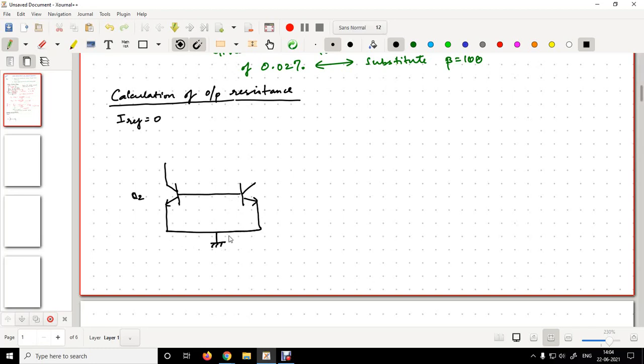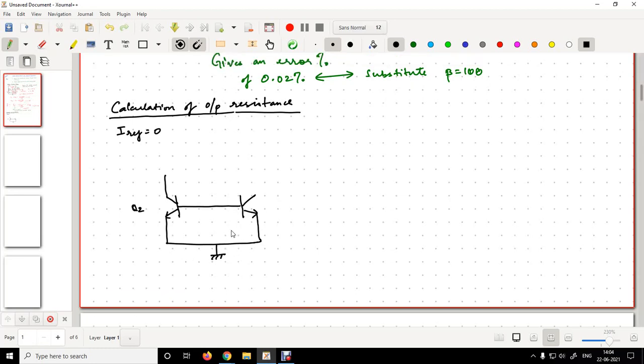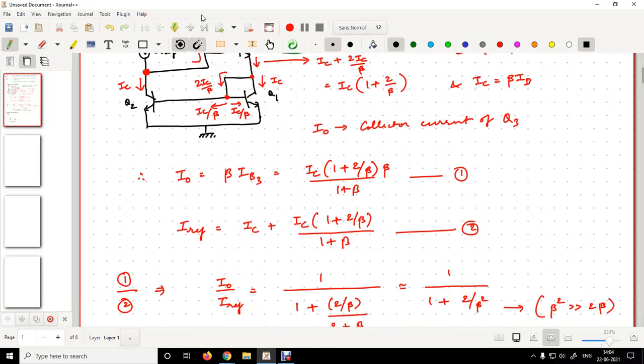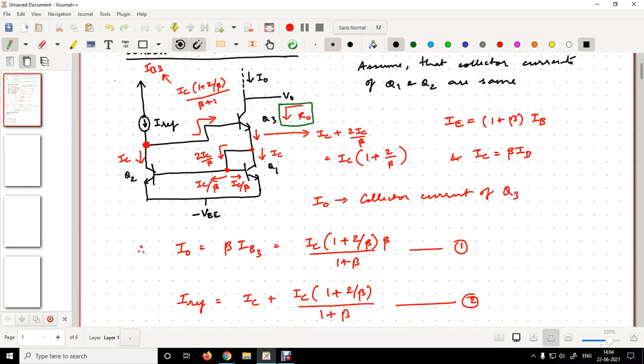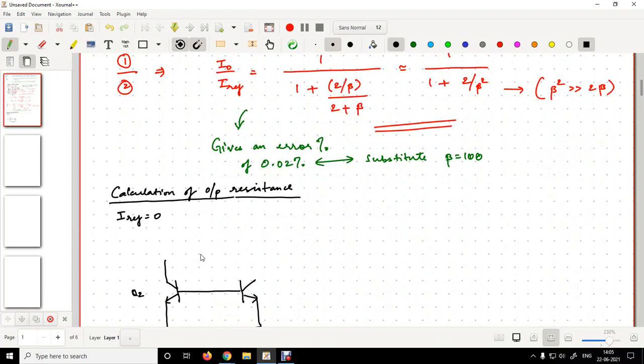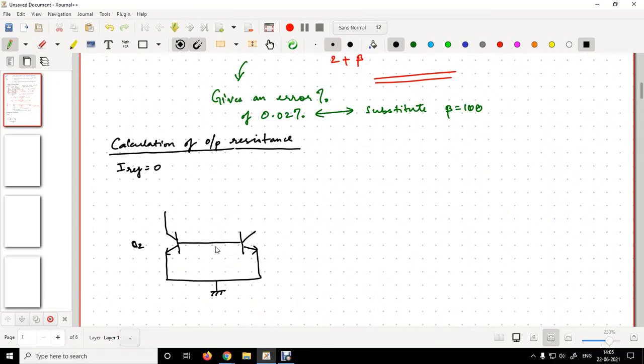Right, we had minus VE here. Okay, this was minus VE. I have written it as ground. That's not ground, it is minus VE. Okay, and this is VCC. Right, so minus VE, all the sources should be 0. Right, so VCC is equal to minus VE equal to 0.